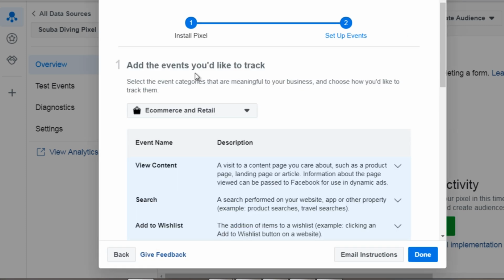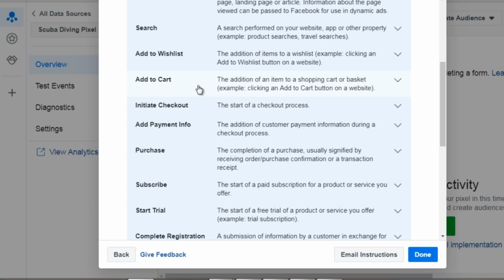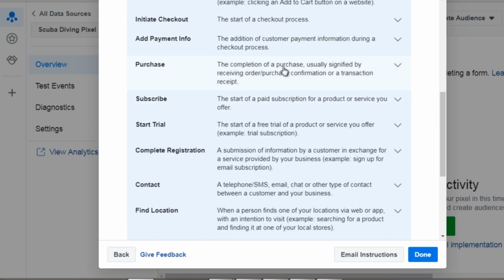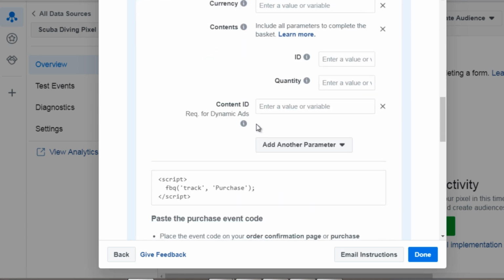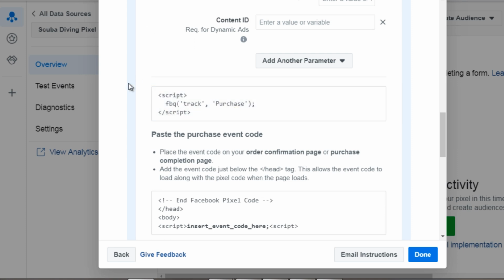Now, to give you a good idea of the events, if you go here, it'll give you some ideas of different events that you can track. So you can track view content, search, add to cart. So if somebody adds an item to the cart, you can add the pixel code on the cart page so that you can track that data. You can track the purchase. So if you click that, you can see it gives you the script code right here and tells you how to track it. So the script code is fbq track and then the word purchase.